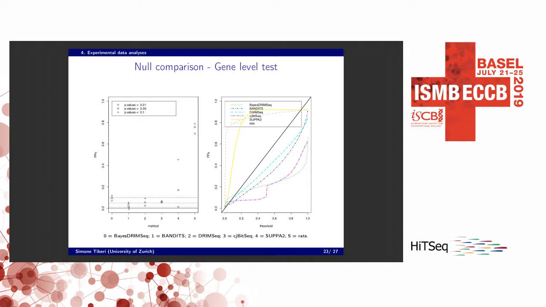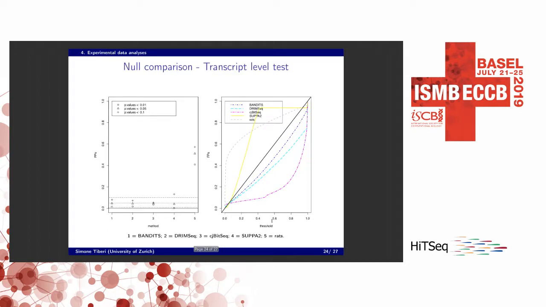You can see that our method, as well as the majority of methods, can control the false positives fairly well in this data set, with a couple of exceptions that have a significant inflation of false positives. You can draw exactly the same conclusions by looking on the right, where you have the false positives for a varying threshold. Similar story again if you look at transcript level testing.